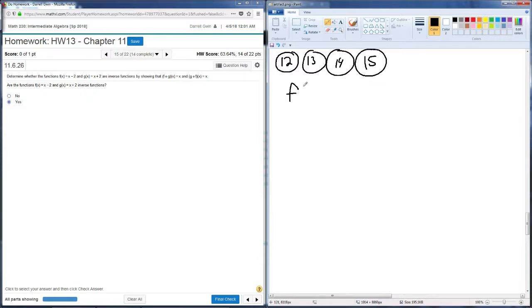f of g of x is equal to, so the f function is x minus 2, and the g function is x plus 2. So I just plug in the g inside the blank that I provided. Is this going to equal x? Heck yeah, because plus 2 and minus 2 will cancel out, and that'll be x.